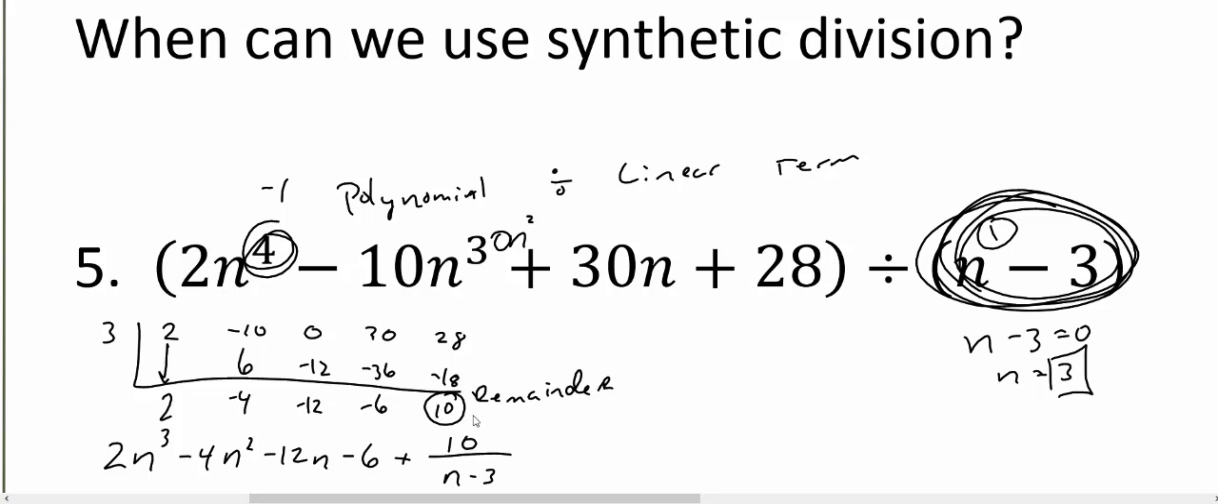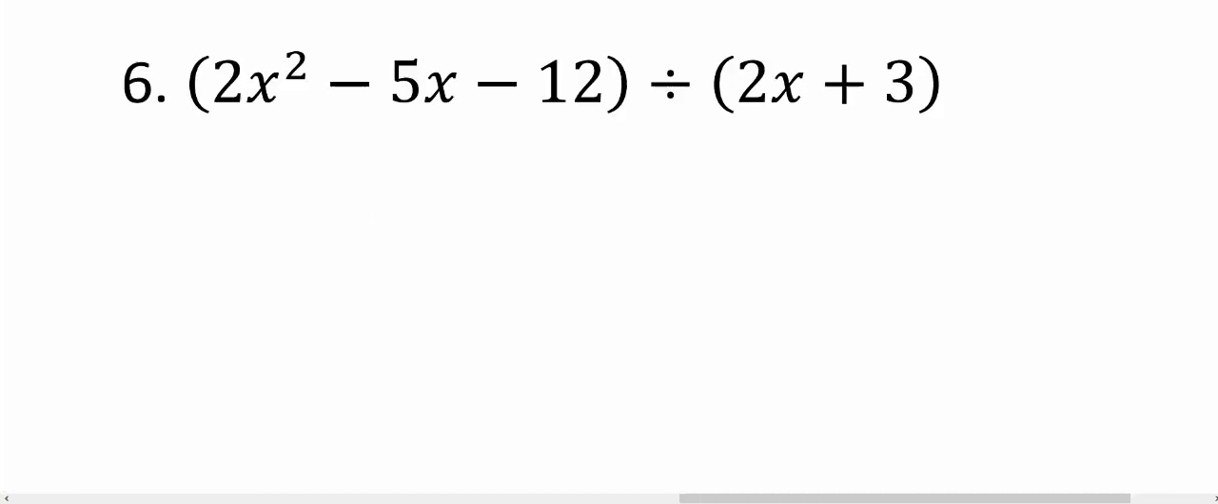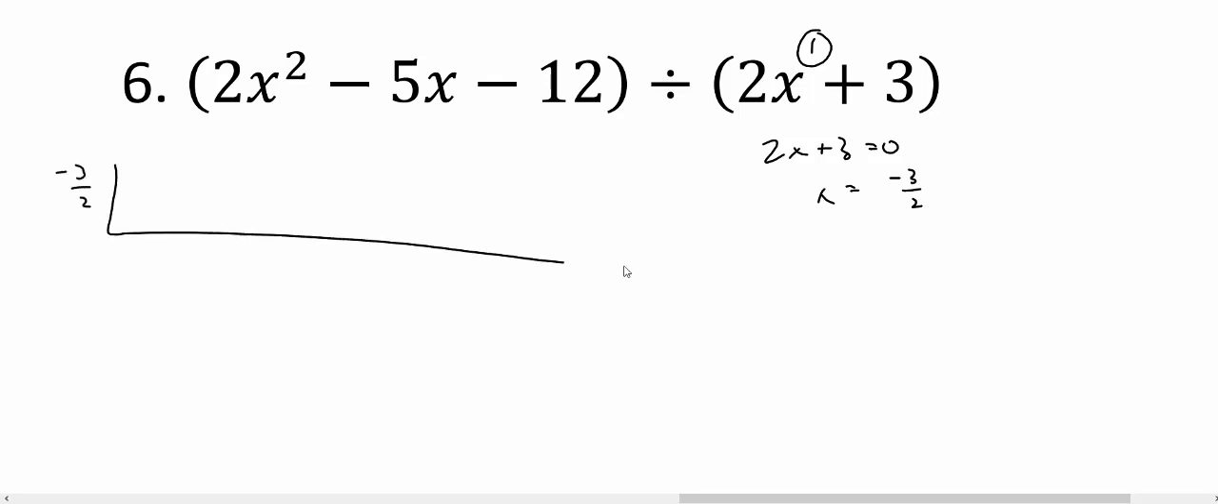Okay? That is how you write your division out. Much easier, much faster than long division. All right? Fantastic. Let's go to the next problem. Again, I want to take the 2x plus 3. This is linear, right? This is a 1. So I'm going to take the 2x plus 3 equals 0, and I get x is equal to -3/2. So that's my number on the outside. Numbers on the inside are 2, -5, and -12.